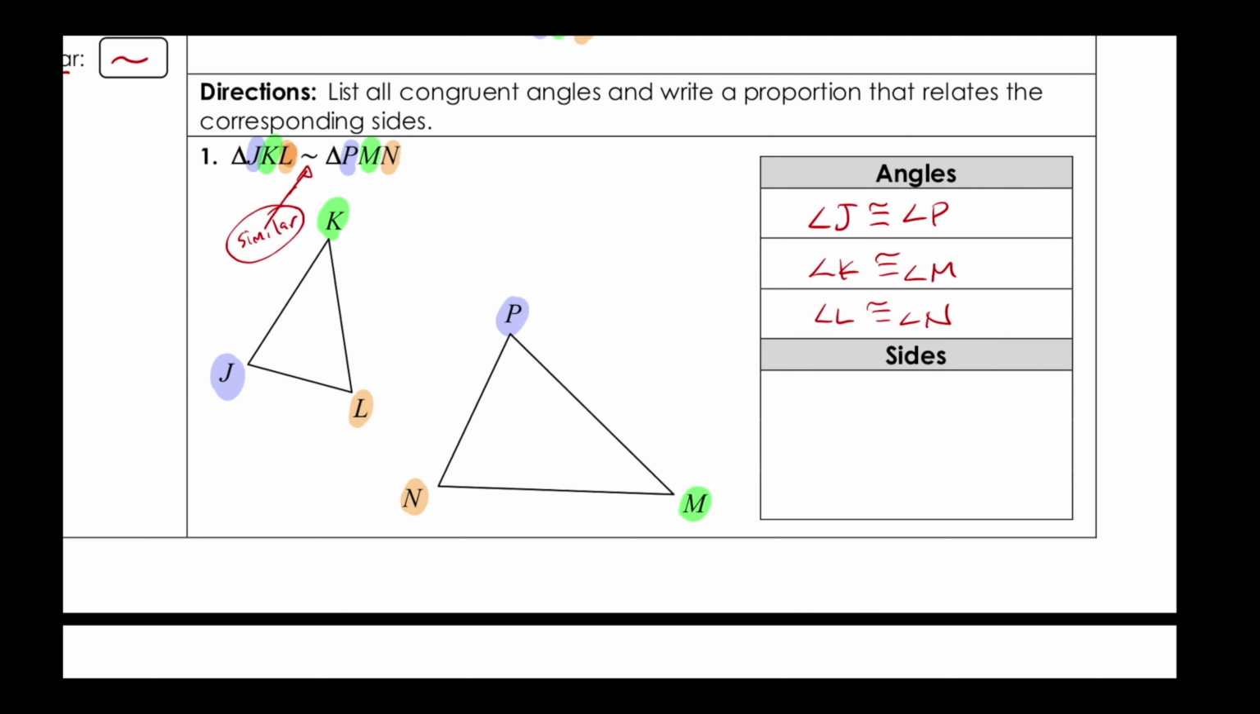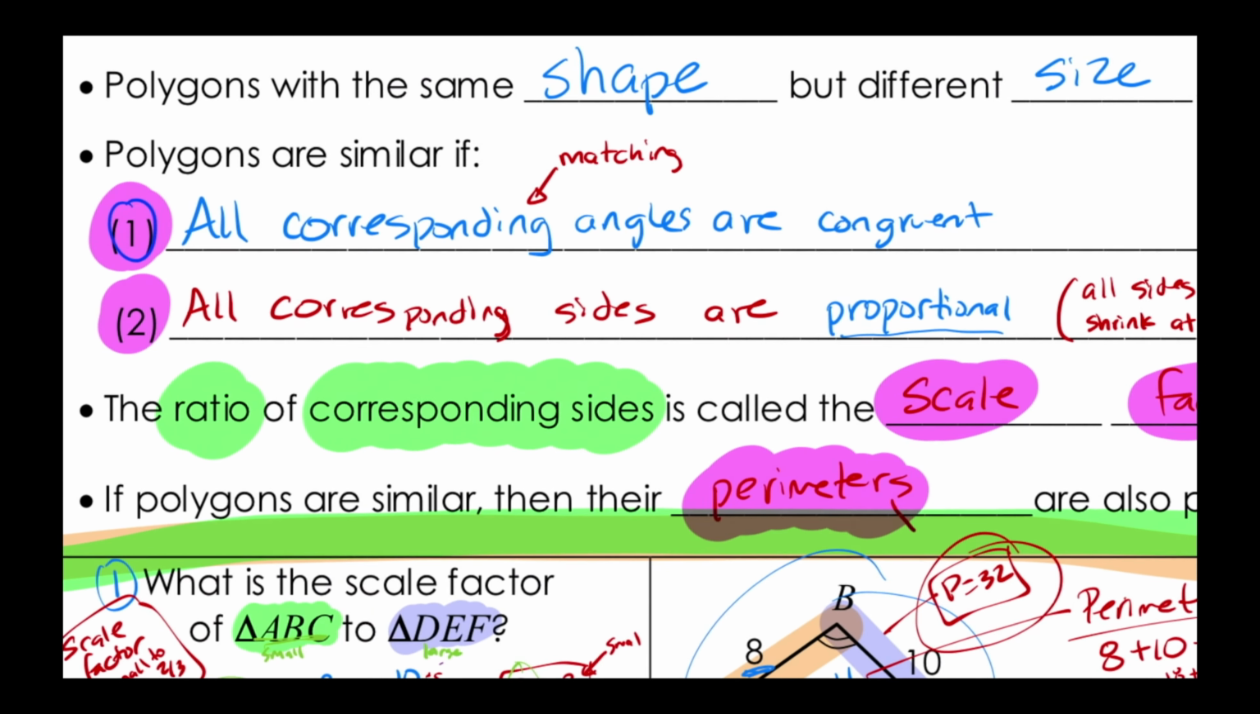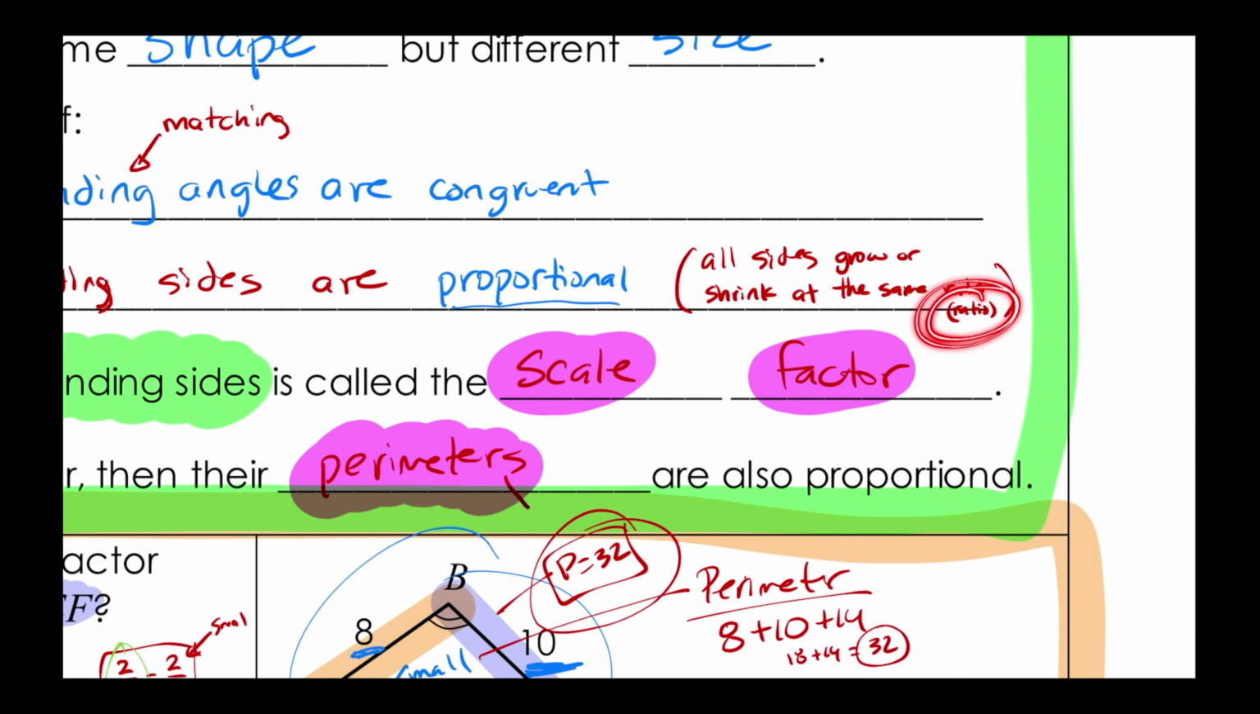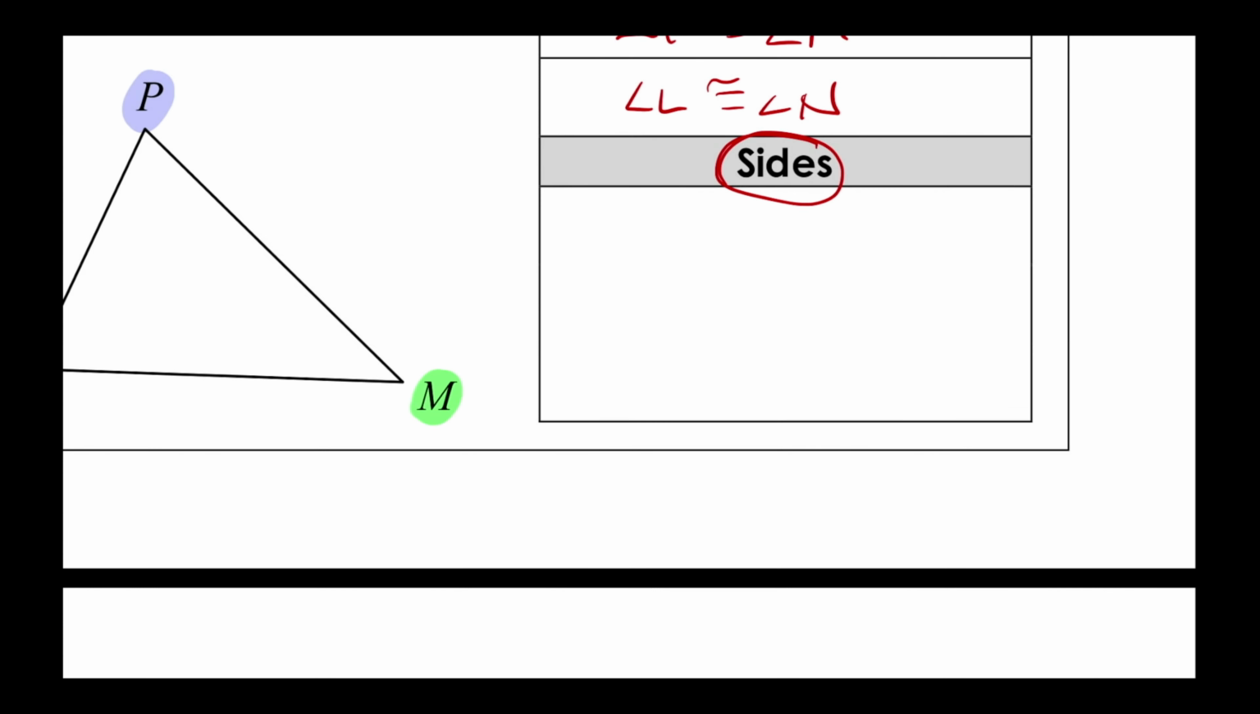But now we need to do the sides. And the sides are not congruent. What are the sides in similar triangles? Let's go back up here. The sides are proportional. That means I got to make some ratios. The sides are proportional. That means all the ratios are the same.